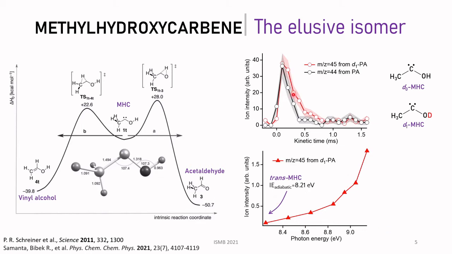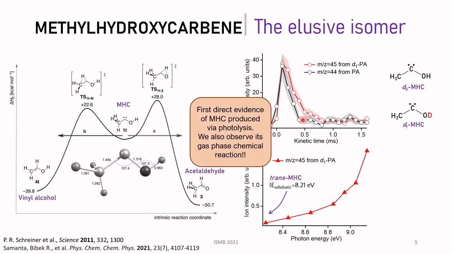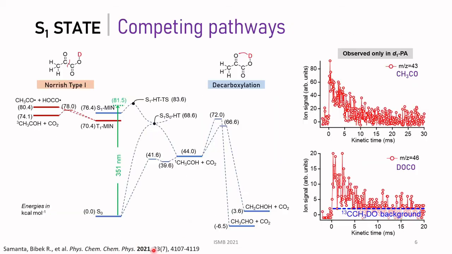You would also notice that the lifetime of the D1 methylhydroxycarbene is slightly longer than that for D0 MHC, and that's because deuterium tunneling takes slightly longer than that for hydrogen. And now I would emphasize here that this is the very first time all three tautomers, including methylhydroxycarbene, have been observed in a photolysis reaction. And not just that, we also observed its gas phase chemical reaction, which we describe in more detail in our very recent publication here, which I urge you to check out.